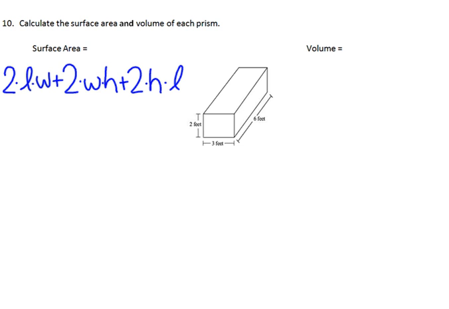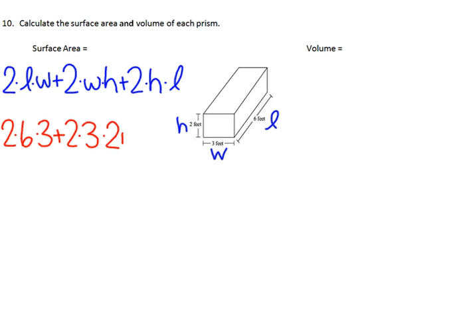So the length is 6, so we'll label that as L. The width is 3, and the height is 2. So each time we see an L, we're going to plug in 6. So 2 times 6. Each time we see W, we're going to plug in 3. And each time we see H, we're going to plug in 2. And from here, we can do all the multiplication and then add.